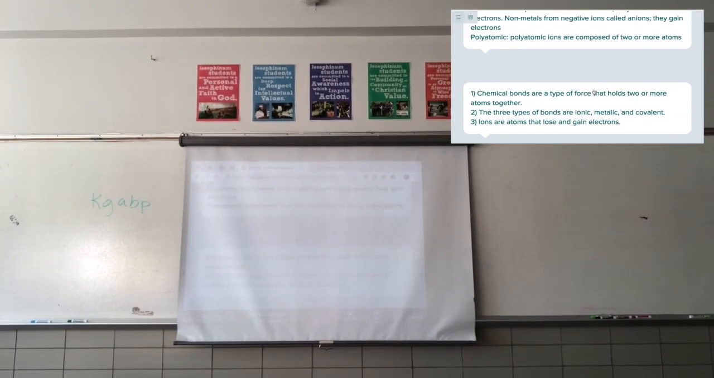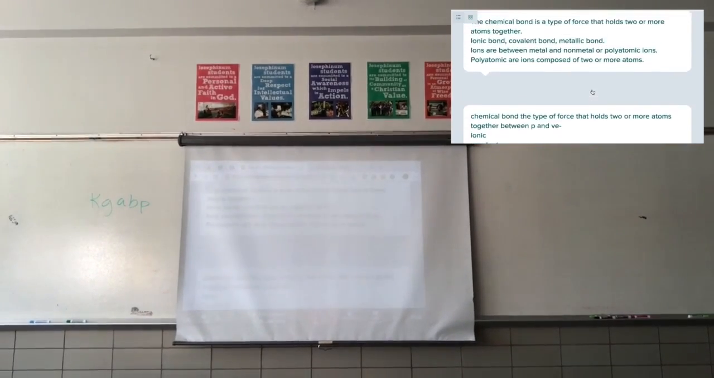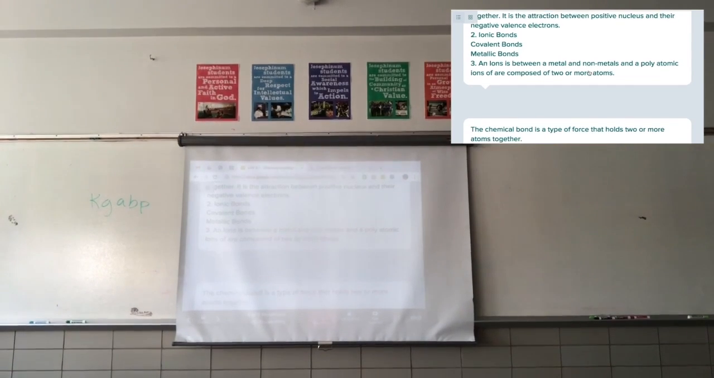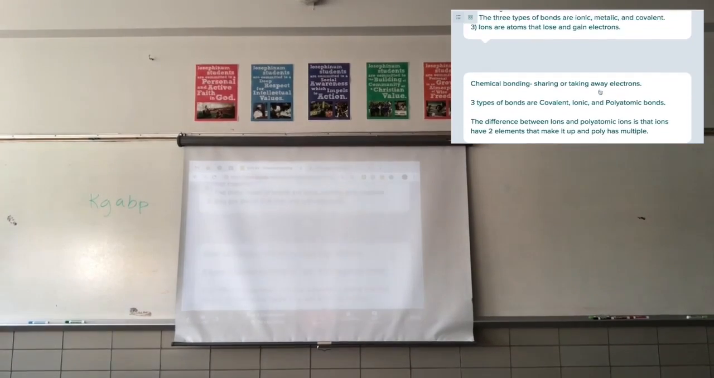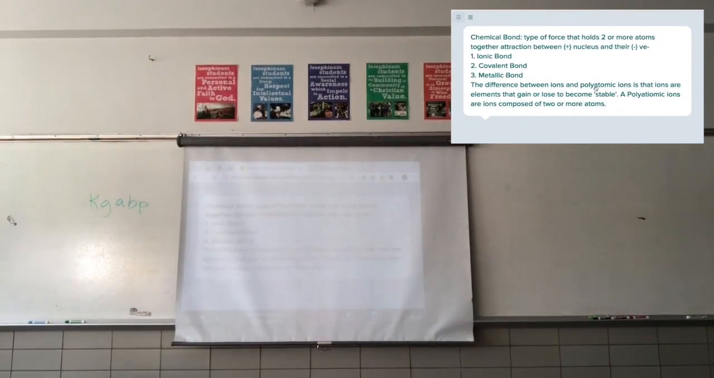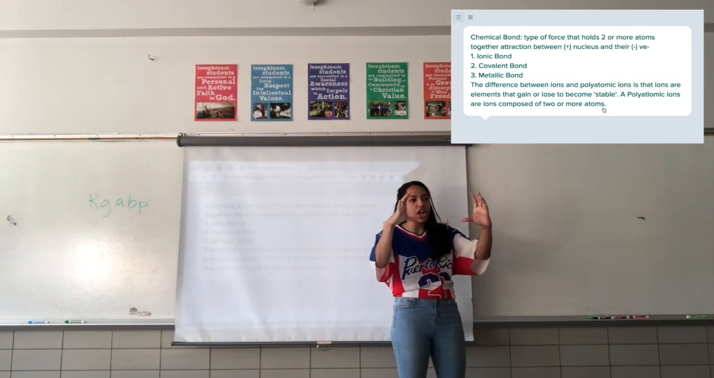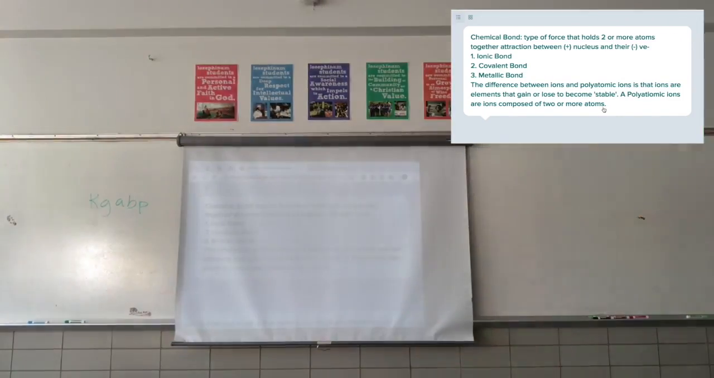Let's see what people wrote. Ions are atoms that lose or gain electrons. Perfect. There's more to it though. Tell me what a polyatomic ion is. Ions between metal and non-metal, that's ionic bond. Close though. Polyatomic ions are composed of 2 or more atoms. Yes, they are. What else? Poly has multiple. Ions gain or lose electrons to become stable. Polyatomic ions are ions composed of 2 or more atoms. Yeah. Make sure that you note that they have 2 or more atoms, but together they act as one group and they have a charge all together. Okay? Cool. All right. Any questions so far?